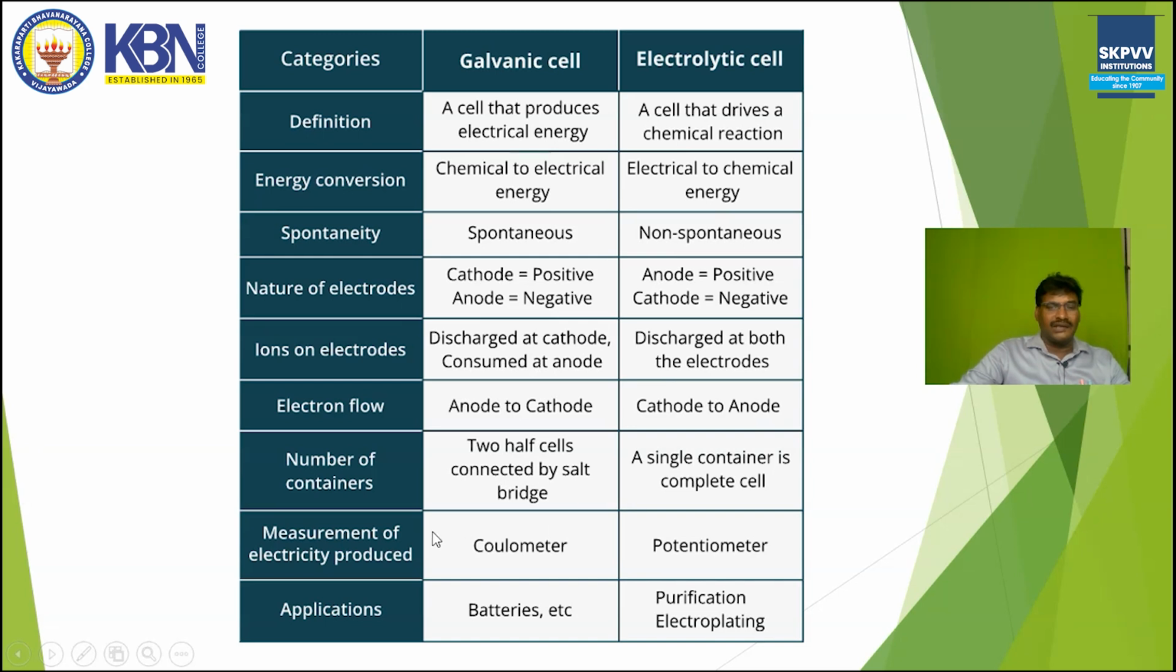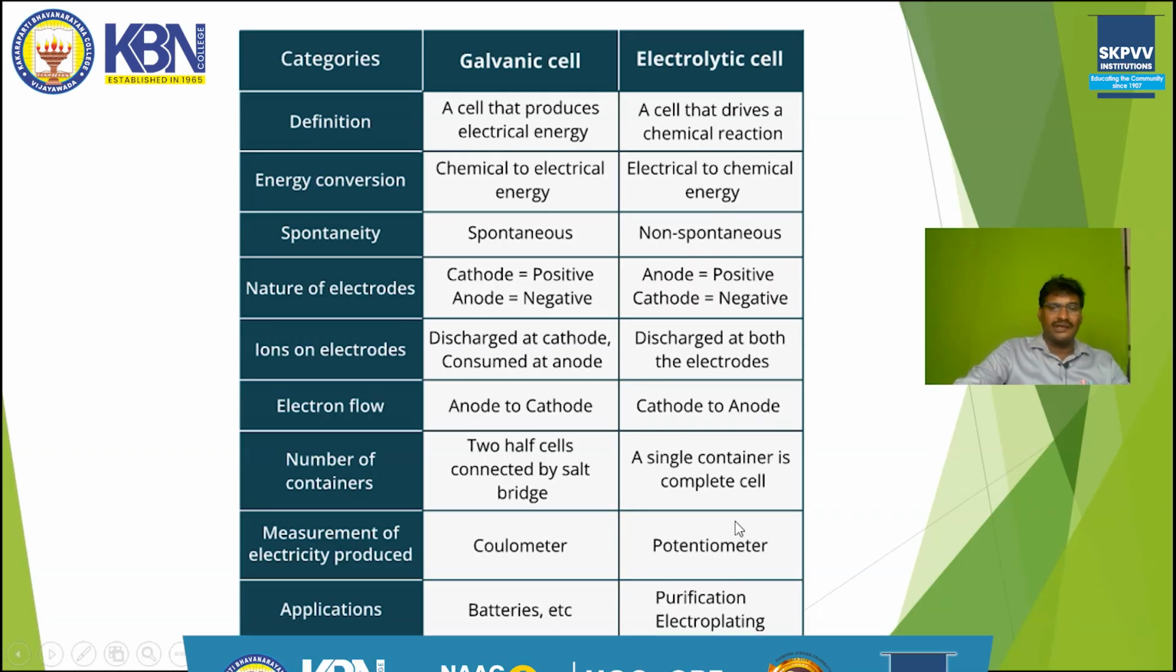Here the measurement of electricity produced is by coulometer, here it is potentiometer. The best example for a galvanic cell is the batteries presently used. Examples of electrolytic cells: production of chemicals like sodium hydroxide, purification processes, and the electroplating process come under the category of electrolytic cell. These are the major differences between the two cells. One is the electrolytic cell and one is the galvanic or electrochemical cell.